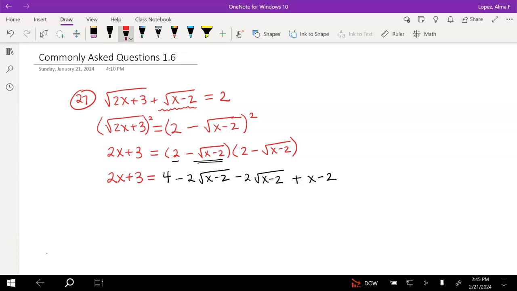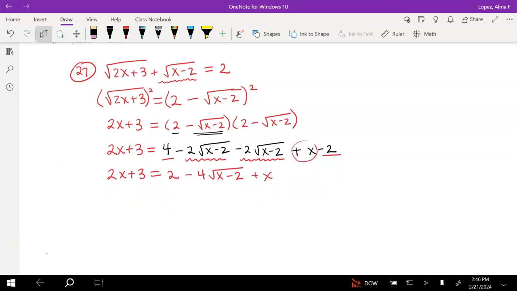Now we're going to clean it up as we go from left to right. This is 2x plus 3 equals. I've got a 4 and a negative 2, which combine to make 2. I've got a negative 2 of those square roots and another negative 2 of them, which makes minus 4 of those square roots. And we also have a plus x. Now we're left with a single radical equation.